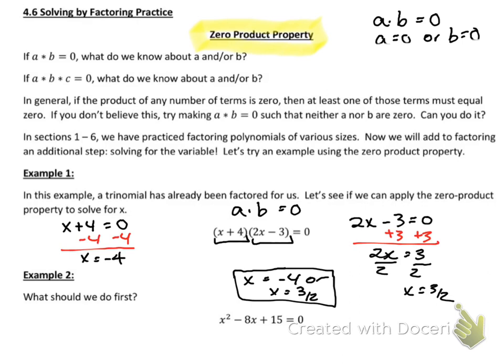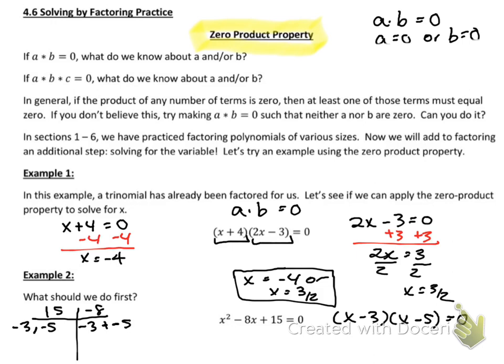So we need two numbers that multiply up to 15 and that add up to -8. It looks like -3 and -5 are going to do the trick. -3 times -5 is +15. -3 plus -5 is -8. So I can factor this trinomial by writing x minus 3 times x minus 5 equals 0.